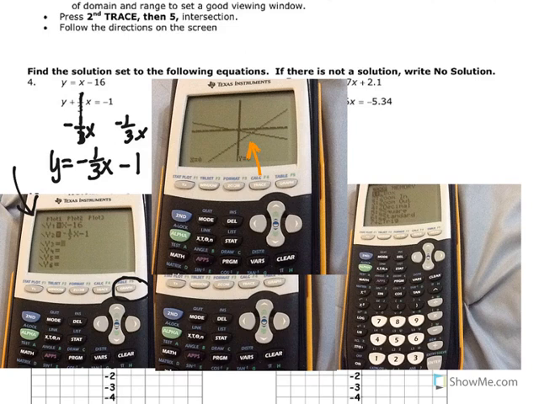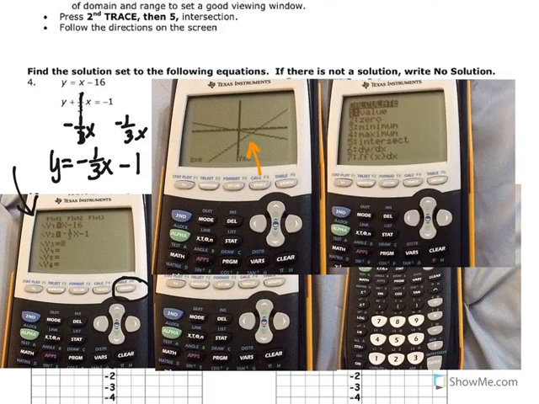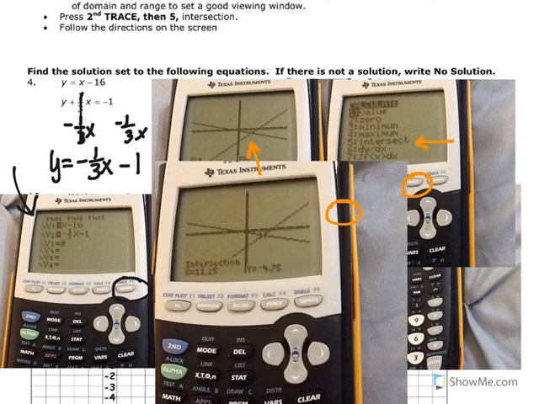Now what we need to figure out is what is the intersection point, and that's where we're going to use the next step, which is the second trace 5. So I'm going to show you that on my calculator screen. So when you hit the second button and then the trace button, this is the screen that comes up, and you just want to punch the number 5 key on your calculator for intersection. And then we're going to hit enter, enter, enter, until the solution pops up.